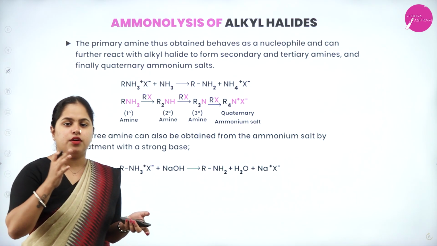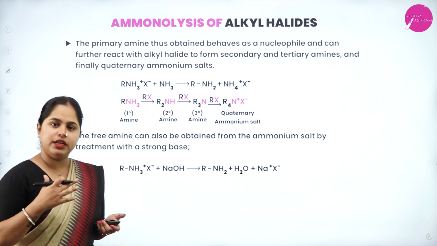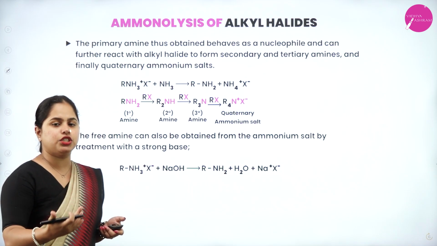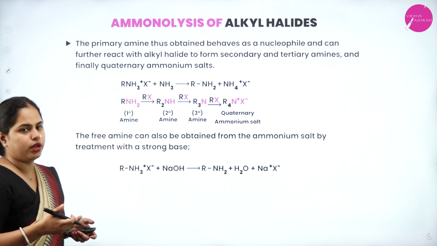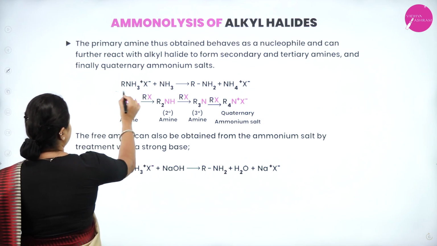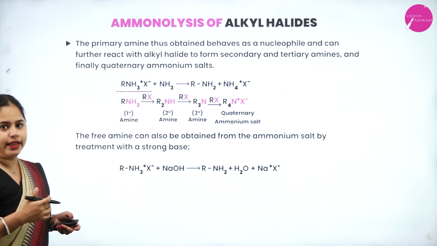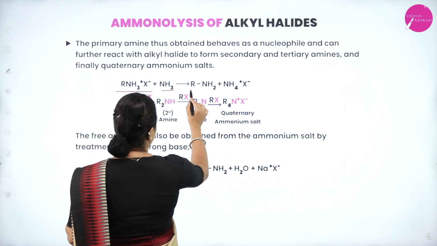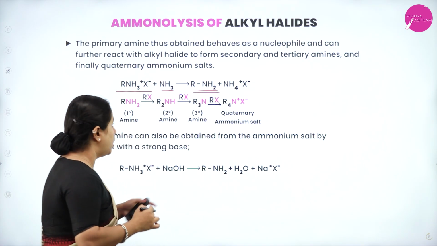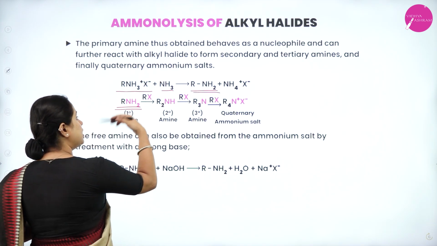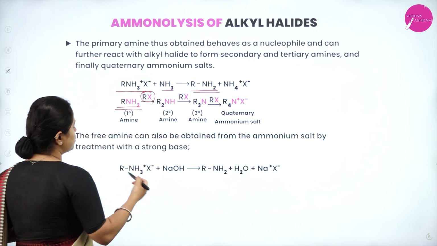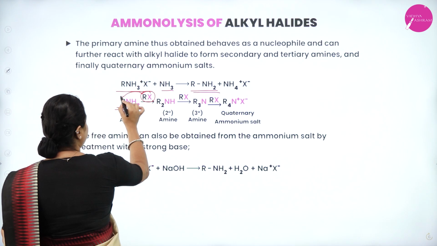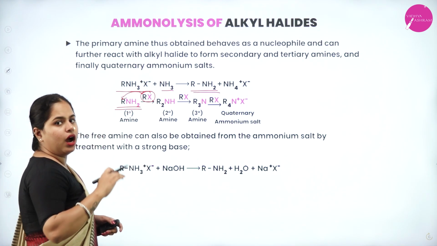So first, we can obtain a primary amine. Later, from that, again, if the reaction continues, we can obtain secondary amine, tertiary amine, and the quaternary ammonium salt as well. So, you can see here, when the alkyl halide reacts with ammonia, primary amine is obtained first. Now, if this primary amine further reacts with one more molecule of alkyl halide, what is going to happen? This alkyl group is going to be added here by replacing one more hydrogen atom.